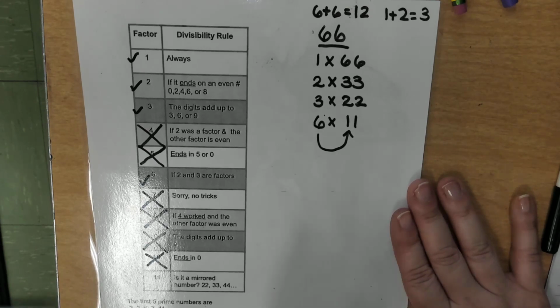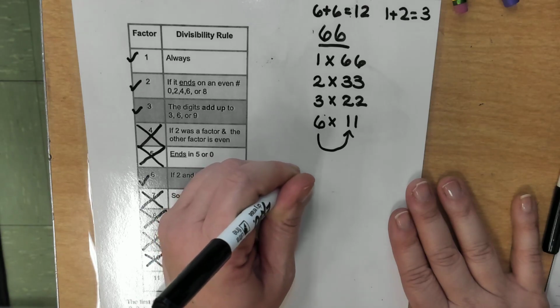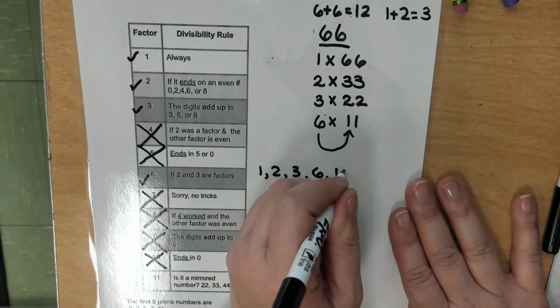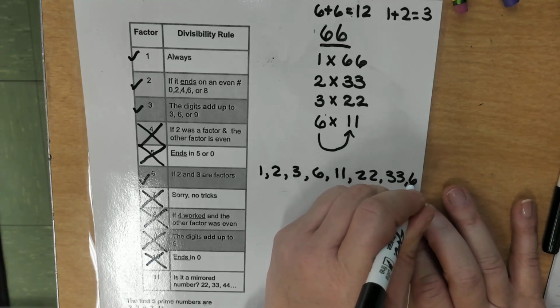So if I were to write the factors of 66, I would write 1, 2, 3, 6, then go up the other side, 11, 22, 33, and 66.